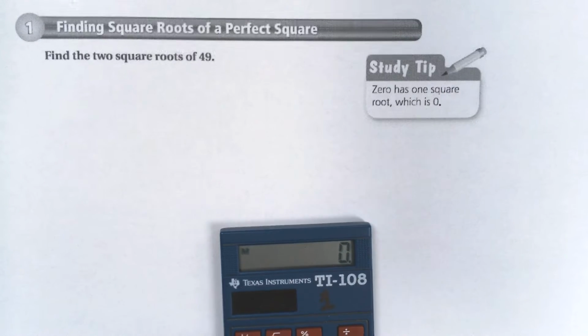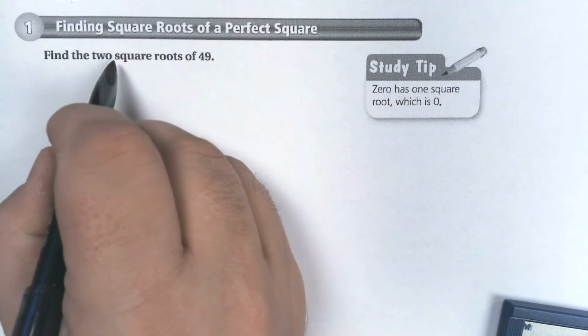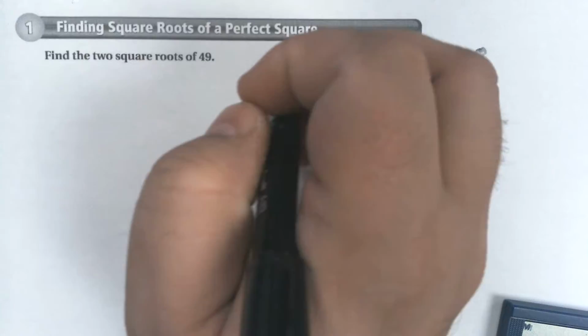We'll talk more explicitly in class about what a root is, but what we need to remember is that a root is asking what number times itself equals the number under the square root. In other words, find two square roots of 49.